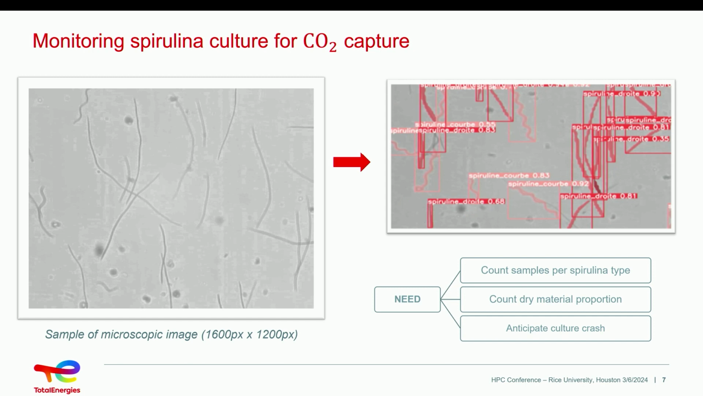What we want to be able to do is to automatically detect the algae in the picture. We also want to be able to classify them, because there are actually two types of spirulina: one that is straight and one that is curved. They have different properties in terms of CO2 absorption. And we also want to be able to segment the algae in the picture, because we want to count the dry material. The idea at the end is to observe, if for example we change one parameter such as temperature or light, how the algae culture reacts to that.